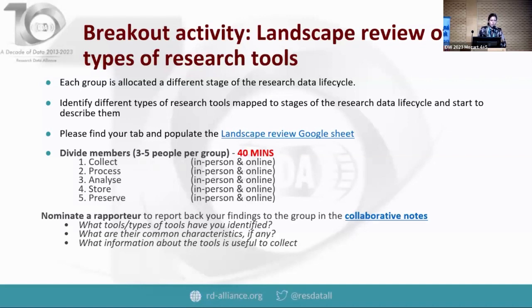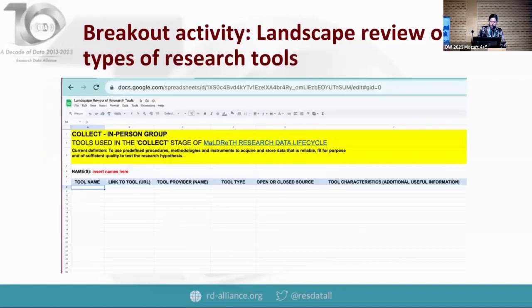So don't worry if you don't think it's accurate, or if it covers many stages, or if you're not sure if it's a tool, or if it's disciplinary. It doesn't matter at this stage. All we really want to do is collect information about the different tools. So even if you think of the name of the tool and provide a link, that would be really useful. So I'll just show you what the Google Sheet looks like.